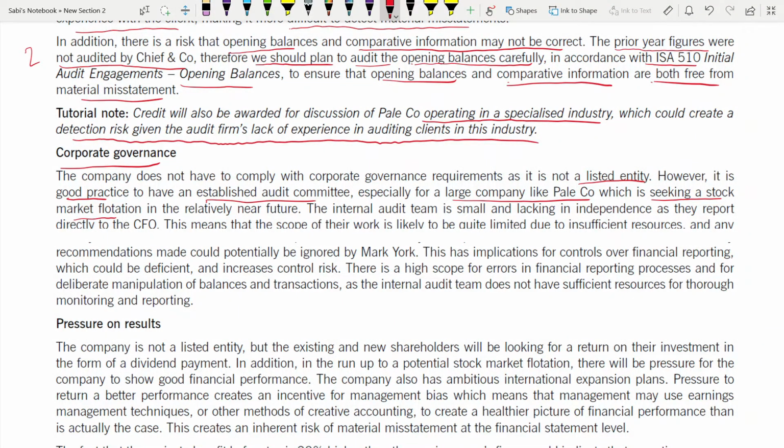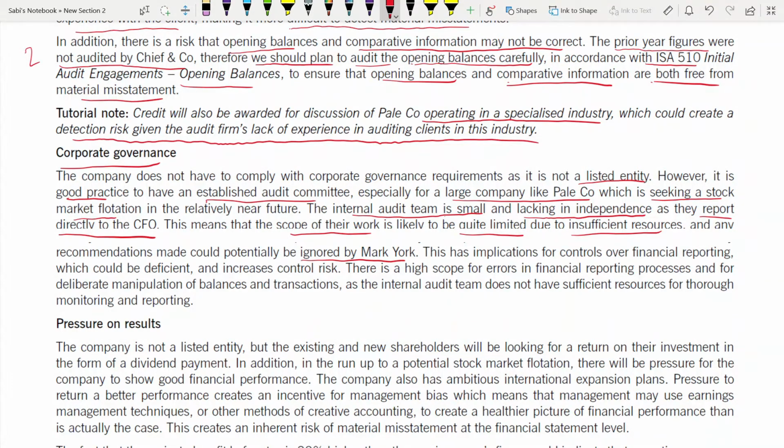The internal audit team is small. Only two people are there. And it is also lacking in independence, because if the audit committee is not there, they'll be lacking in independence. Because they report to the CFO directly, but they should be reporting to the audit committee. But here they are not reporting to the audit committee, so that means they are lacking independence. What does this mean? This means that the scope of their work is likely to be quite limited due to insufficient resources. And any recommendations made could potentially be ignored by Mark York. So if you are making any recommendations, the internal audit team, because there are only two, it will more probably be ignored by the CFO, Mark York.